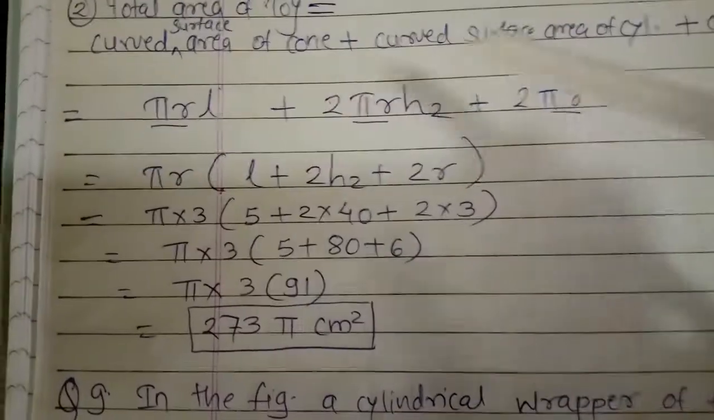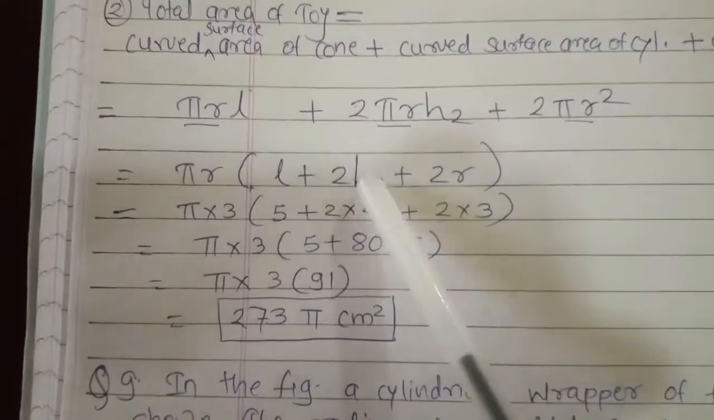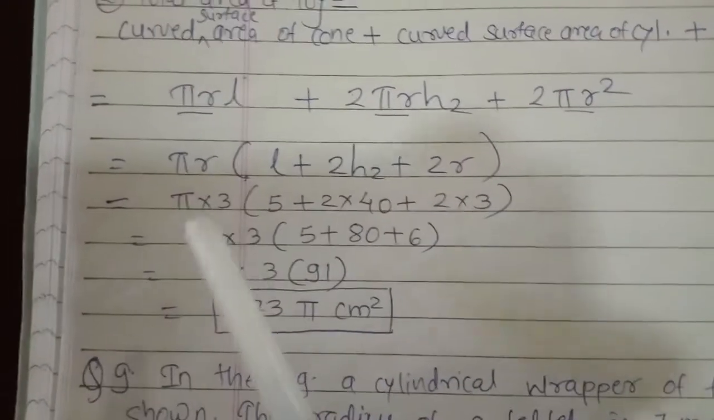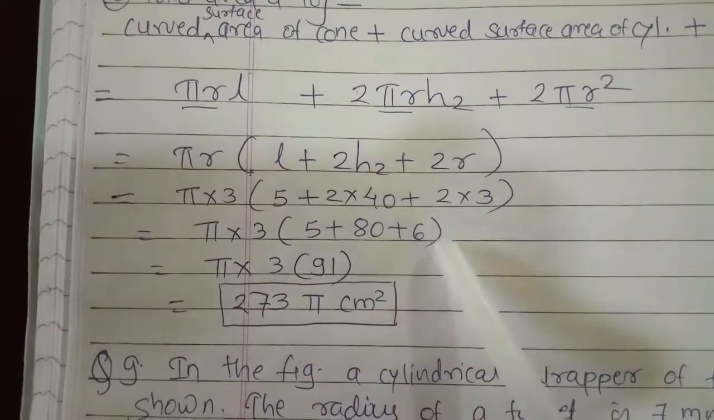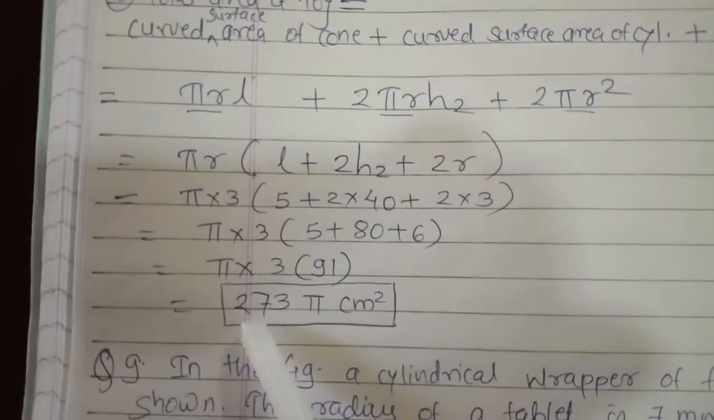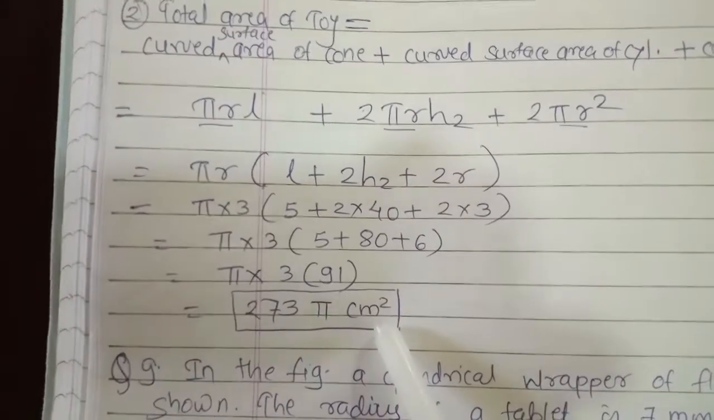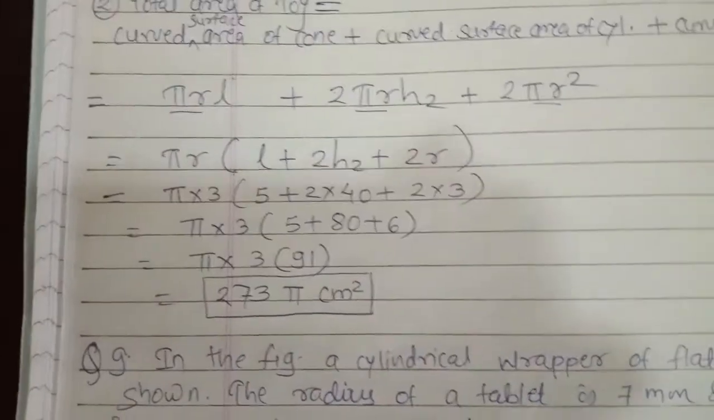So the common part is pi r, so here I take the common pi r. The remaining part is l plus 2h2 plus 2r. Now pi into r is 3. Again put down all these values, and by solving it we get 273 pi centimeter square. So the total area of the toy is 273 pi centimeter square.